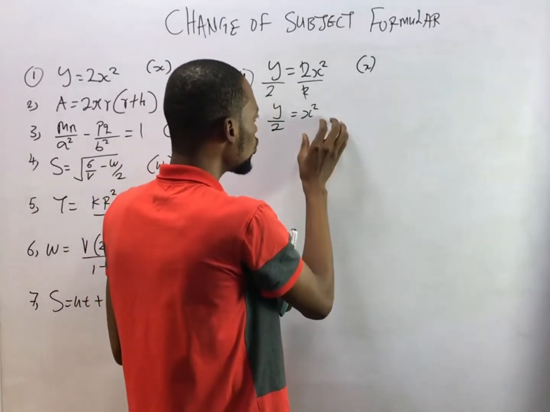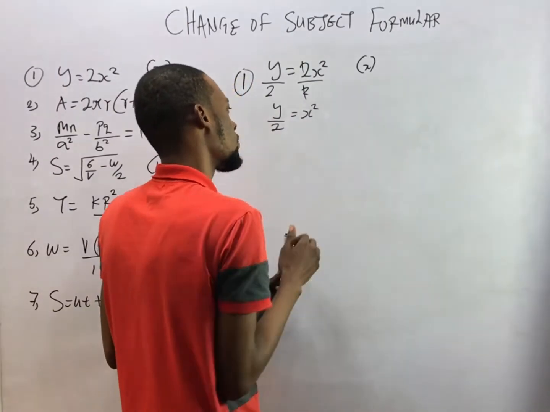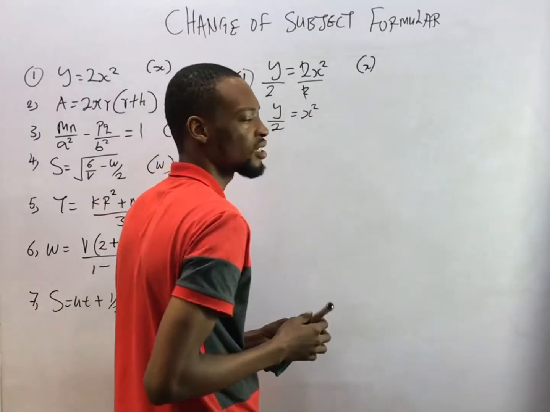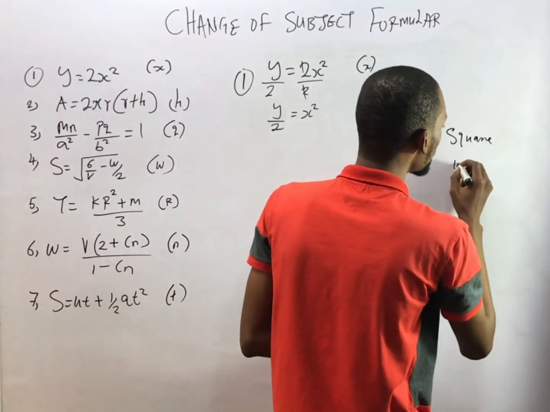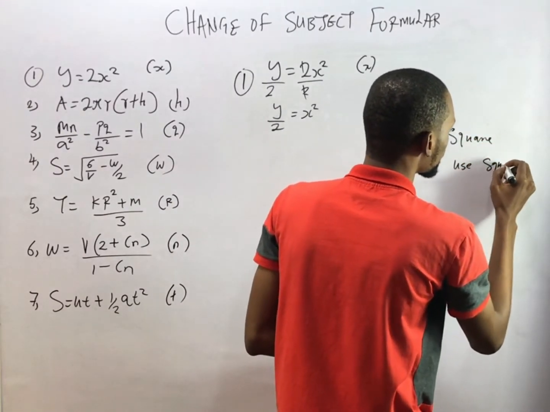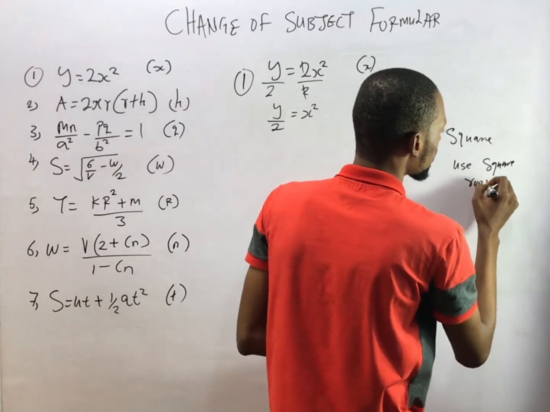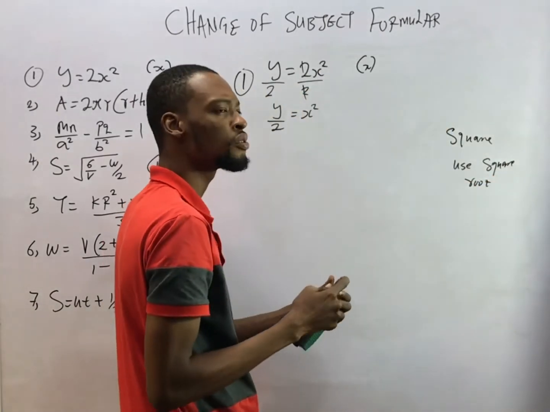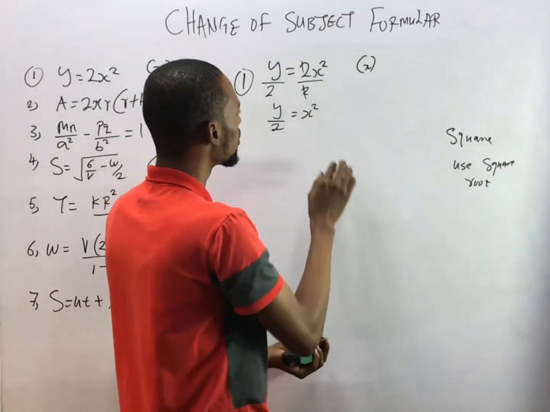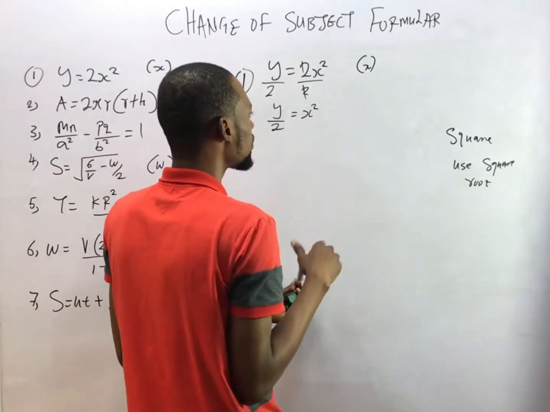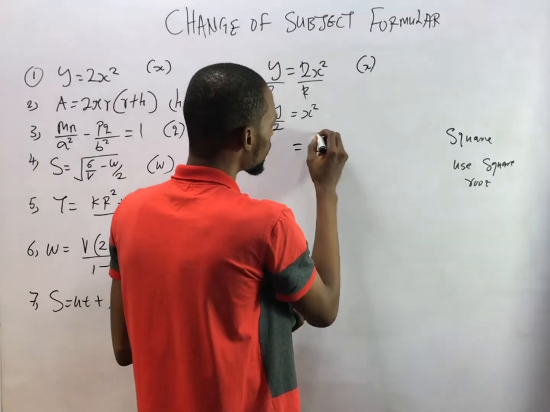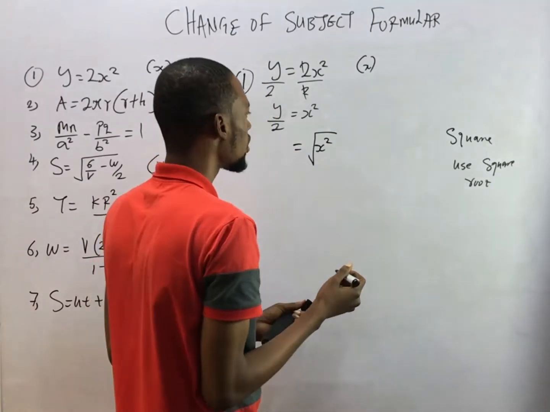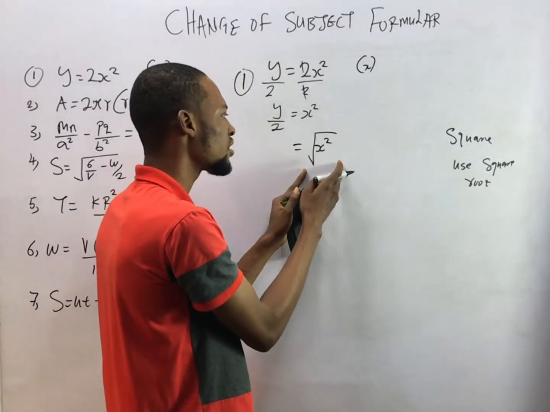Now, we don't want s square, we want s. How do we remove square? To remove square, use square roots. Square roots are used to remove square. What does it mean? To remove this square, we look for the square roots. So this implies that to remove square, we look for square root. This is square root. But we can't just do this for only this.